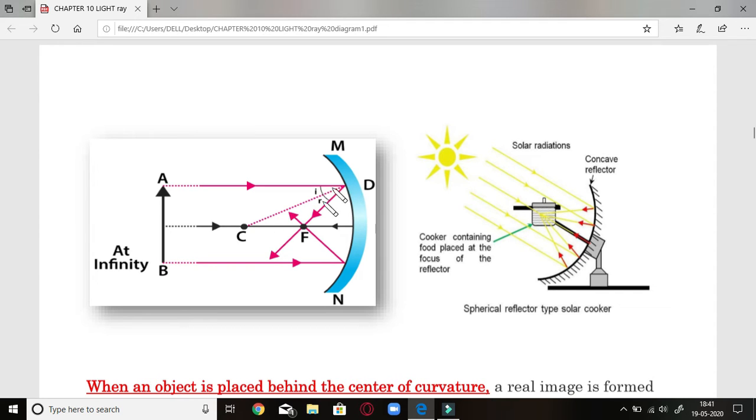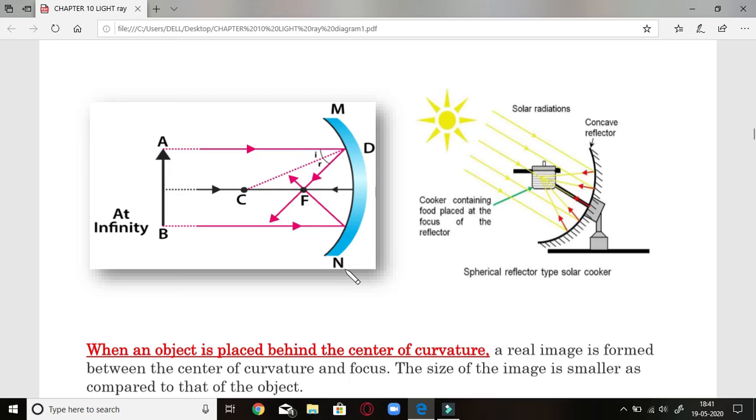Before going further, you should also check that I should be equal to R. With the help of a compass, you should measure that these two angles should be equal. Only then will your focal point be there. Okay, so this is the first case by which we can draw the diagram. Of course, M and N is the aperture of the concave mirror.